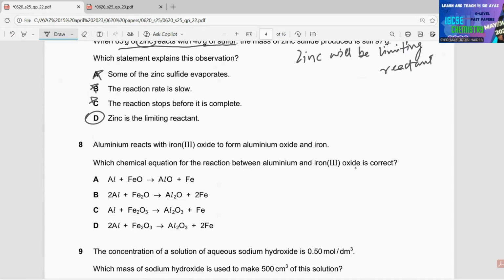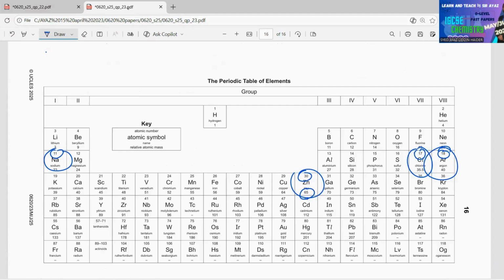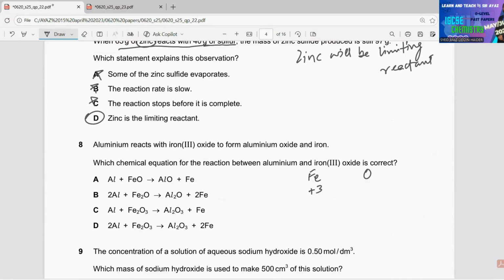What about iron 3 oxide? Iron is carrying +3 as its valency or oxidation number. And oxygen, where is oxygen? Here's oxygen. It belongs to group 6. Group 6 has -2 as its valency. So I'm going to write -2 for oxygen. Ignore these charges. These subscripts will be exchanged. What will you get? Fe2O3. So either C is correct or B is correct. Both A and B are incorrect.